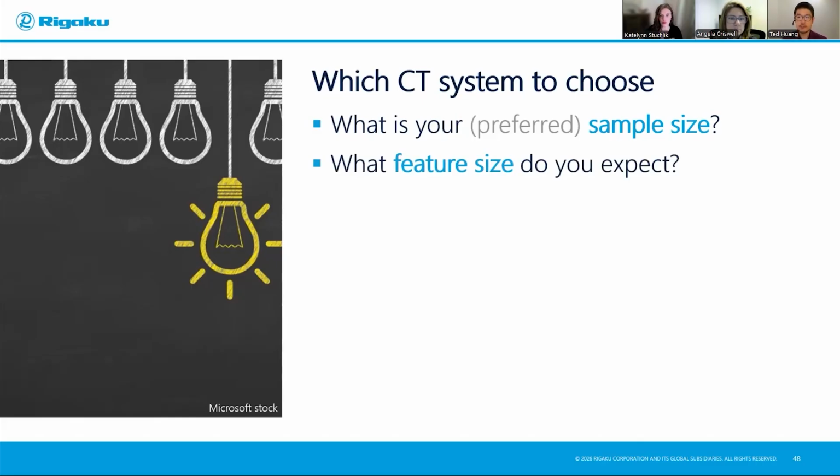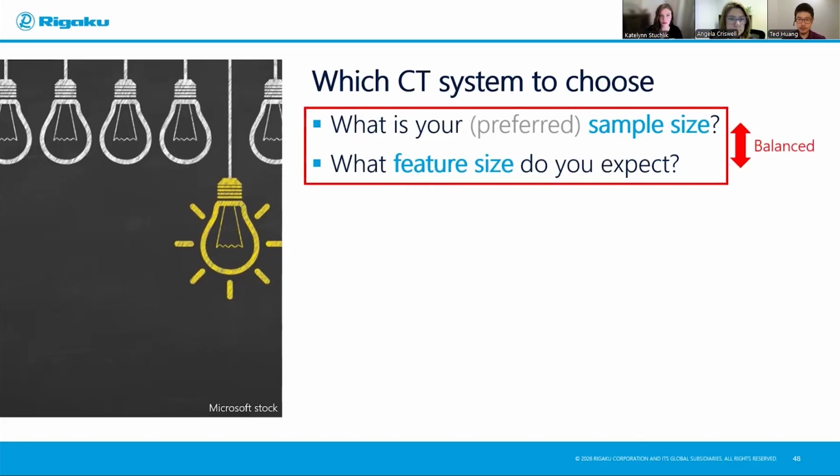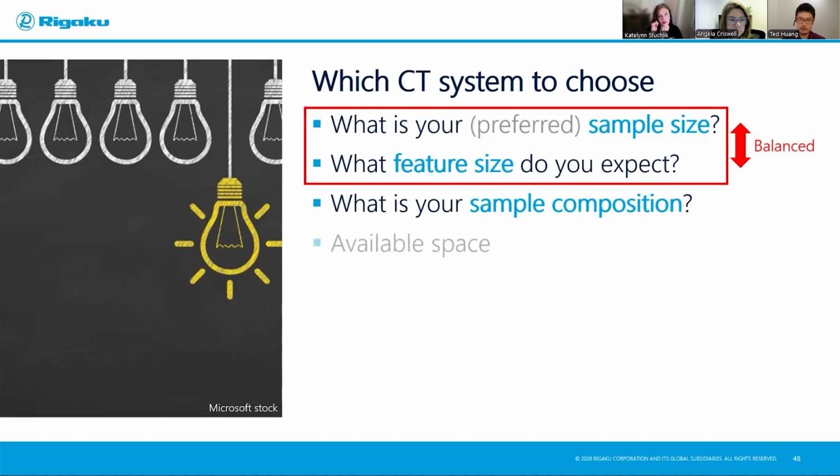So what kind of feature size do you expect that you need? And also, just a reminder, these two are balancing with each other. So this is one of the key things you need to know about. And then, what is your sample composition? That determines what kind of energy you need to do the imaging. And obviously, other factors like available space, since some equipment is larger than others, and also the budget that you have, if you think about investing in getting a CT system.